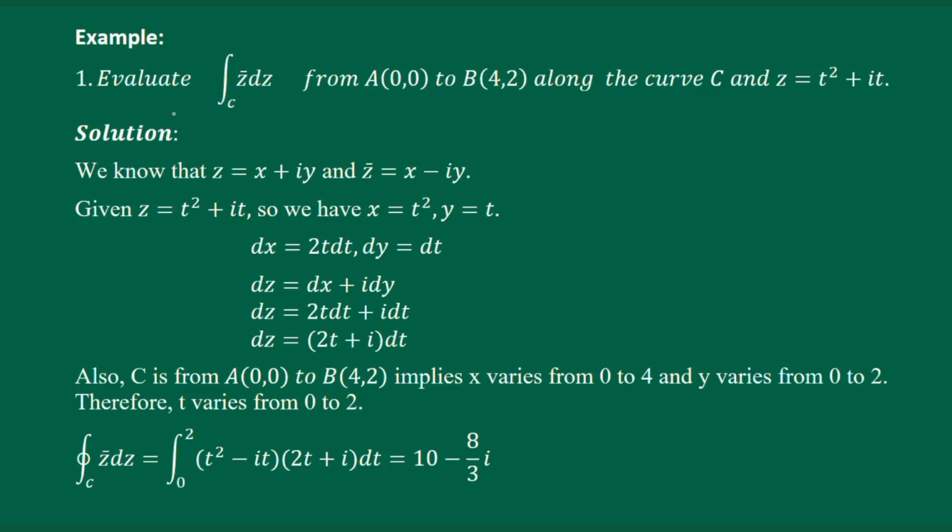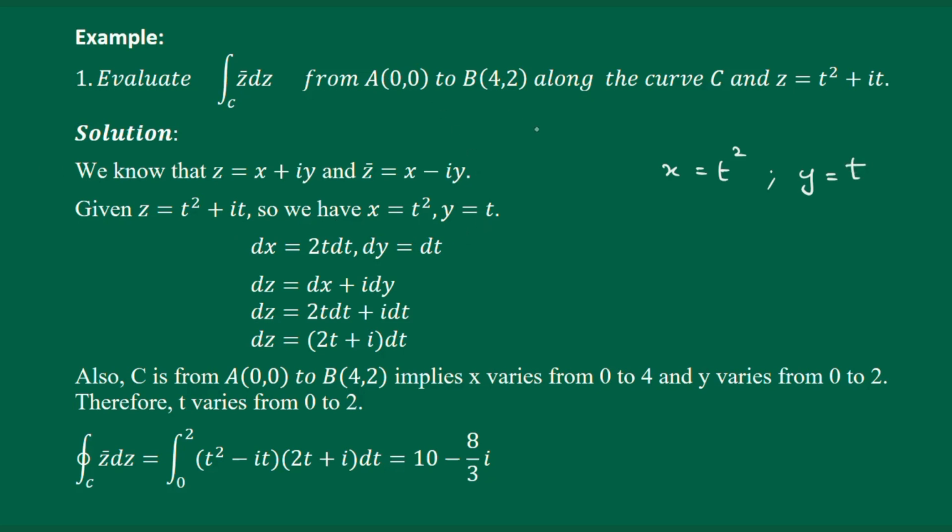Now let us see an example. Evaluate the integral over C of z bar dz from a to b. That is, a is the point 0, 0, the origin, and b is the point 4, 2 along the curve C, and z is equal to t square plus it. Here we have to evaluate this. Since z is equal to t square plus it, and z is equal to x plus iy in general notation, x is the real part t square and y is the imaginary part t.